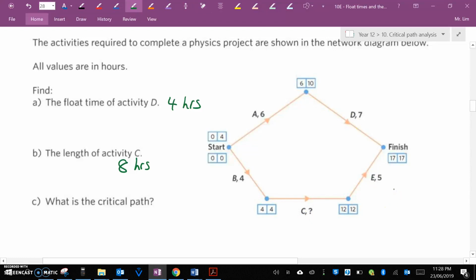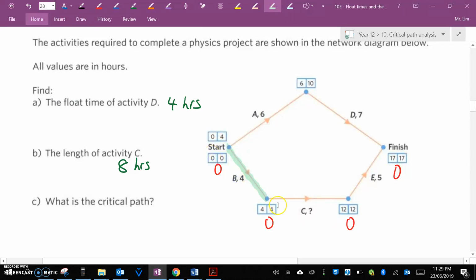Okay, so usually, like I said, the critical path is when all of the activities have a float time of 0. So that's 0, that's 0, that's 0, that's 0. But let's just double check to make sure that it's correct. Earliest starting time plus duration, does that equal the latest starting time of the next activity? Yes, it does. So B is part of the critical path.